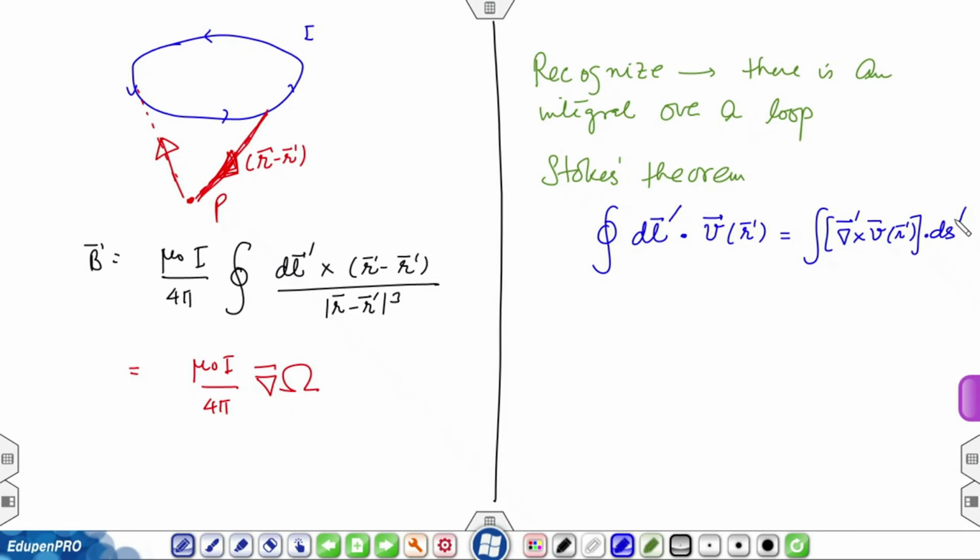So, what it says is if I have a loop and I want to calculate the line integral over the loop, right, instead, I can do an area integral over the loop by taking the curl of the vector. So, now I want to transform this somehow into this formula.